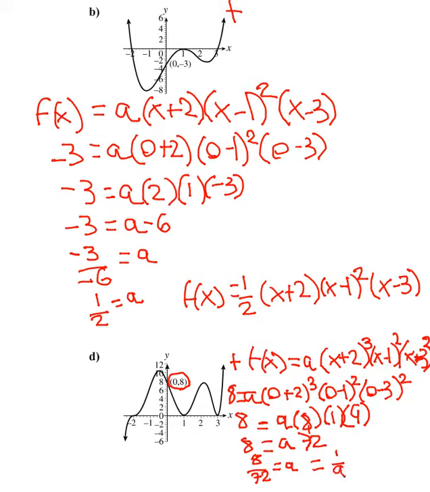So now we're going to write it in factored form, which is f of x equals 1 over 9 times (x plus 2) cubed times (x minus 1) squared times (x minus 3) squared.